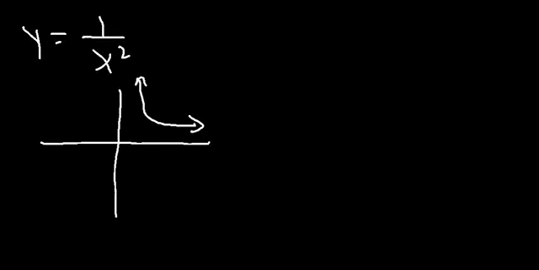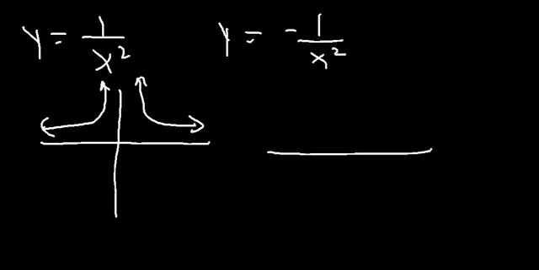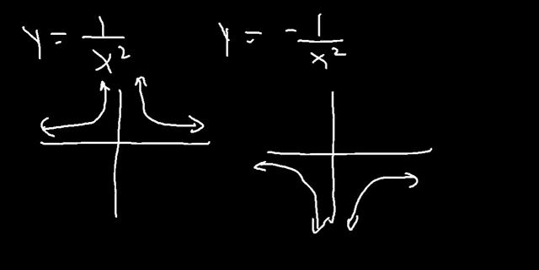Now let's say you have 1 over x squared. It's very similar to 1 over x, but both curves are above the x-axis. If you have negative 1 over x squared, it's going to be below the x-axis. It's going to look like this. So this graph is symmetrical about the y-axis. The other one, 1 over x, was symmetric around the origin.